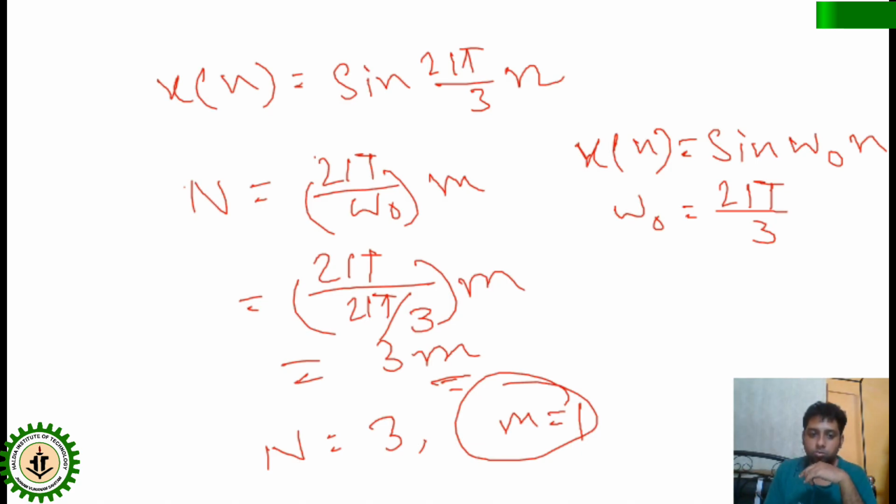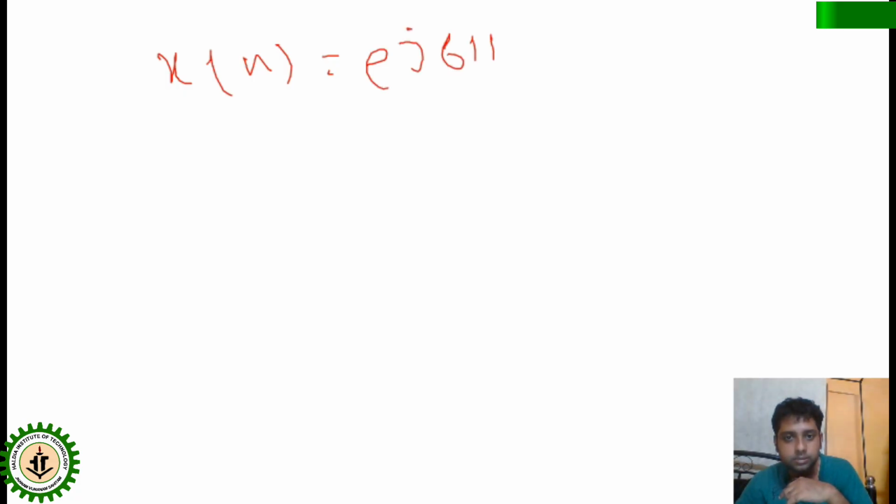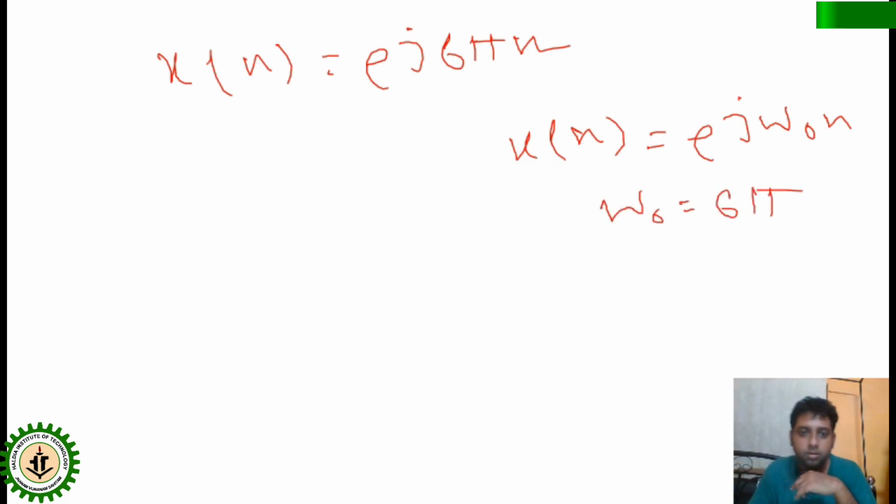Now we will solve another numerical, that is x of n is equal to e to the power j 6 pi n. The question is to check whether this signal is periodic or not, and if periodic, find the fundamental period. To do this, we will compare this expression with the standard expression, x of n is equal to e to the power j omega naught n, where omega naught is equal to 6 pi.